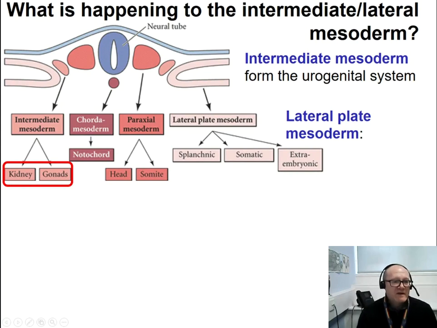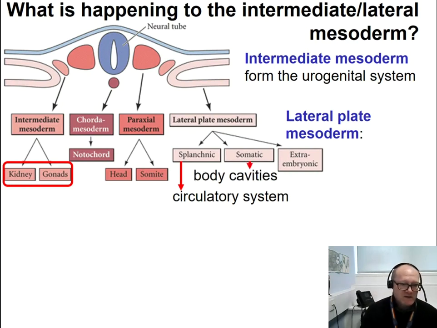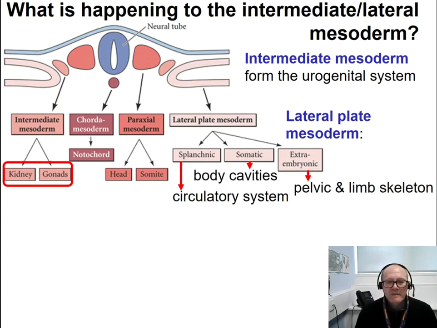The lateral plate mesoderm is divided in three sub-regions or three sub-tissues that are responsible for different things. The splanchnic mesoderm is responsible for the formation of the circulatory system. The somatic mesoderm is responsible for the formation of the body cavities, so the cavities where the organs are inserted. And then we have the extraembryonic mesoderm, which is forming the pelvic and the limb skeleton, but not the muscle. Remember that the muscles are mesodermal in origin, and they are coming from the paraxial mesoderm.